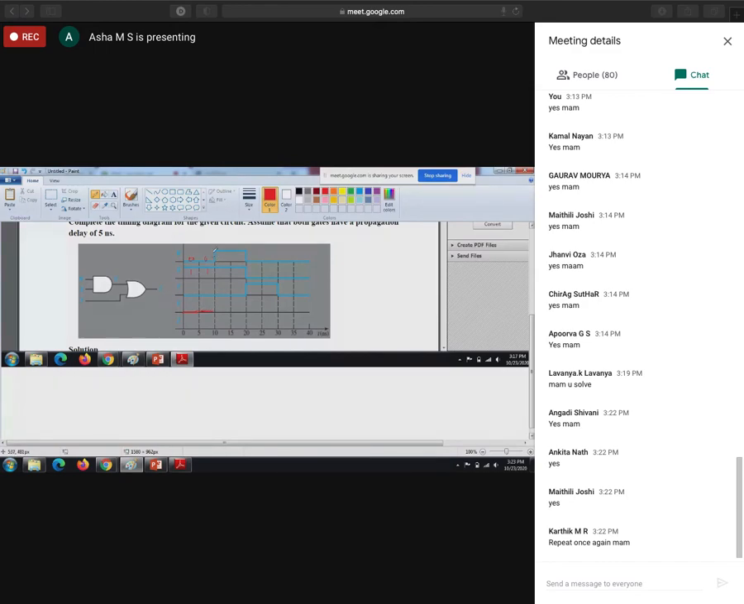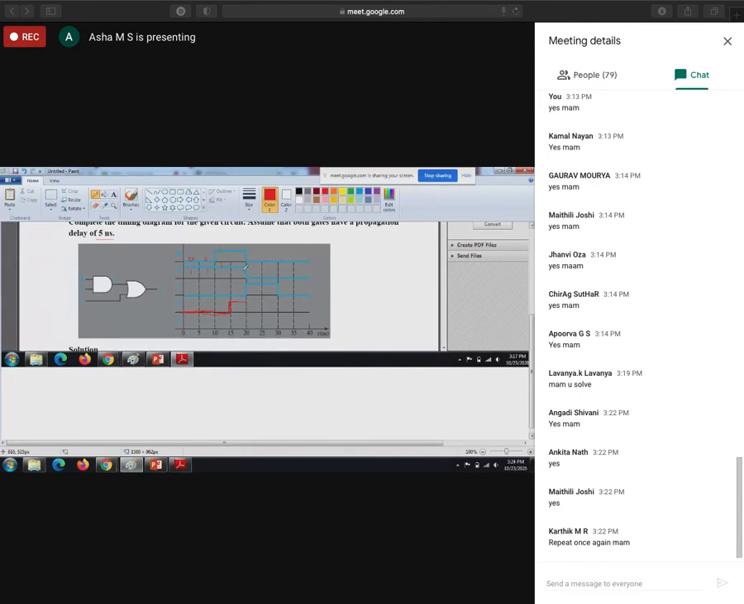But at time 10, W is changed to 1. The X value is also 1. When both the inputs are 1, the output of the AND gate should be 1, but V is not going to change immediately at 10 because of the delay. The amount of delay here is 5 nanoseconds. 10 plus 5, 15 nanoseconds. So at 15 it will be changed from 0 to 1.